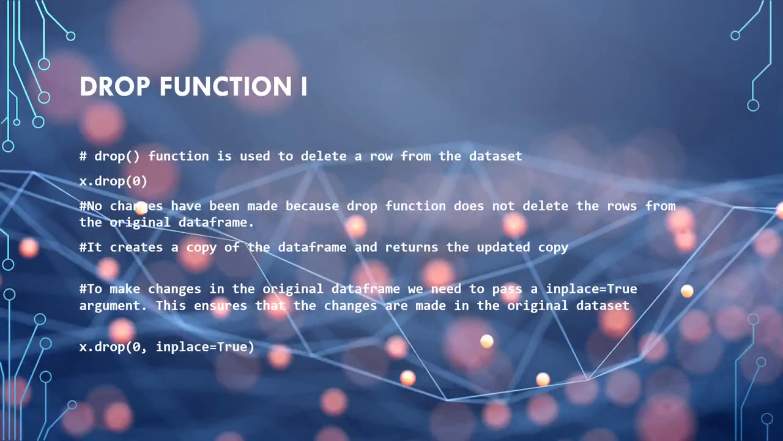Now there is the drop function, which is used to delete a row from a dataset. X dot drop 0, basically this is the index number. If you do only this, you will see that no changes have been made, because the drop function does not delete rows from the original data frame. This is very important, because it creates confusion at a later stage. It creates a copy of the data frame and returns the updated copy. So to make the changes visible in the original data frame, we need to pass the inplace equals true argument. This ensures that the changes are made in the original data set. X dot drop 0 index, inplace equals true.